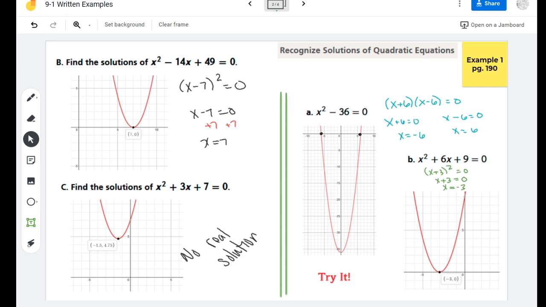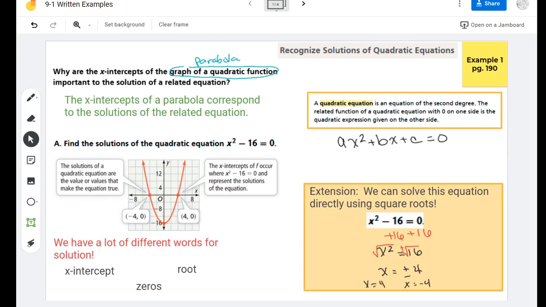So there we have it, guys. That is how to recognize solutions of a quadratic equation.